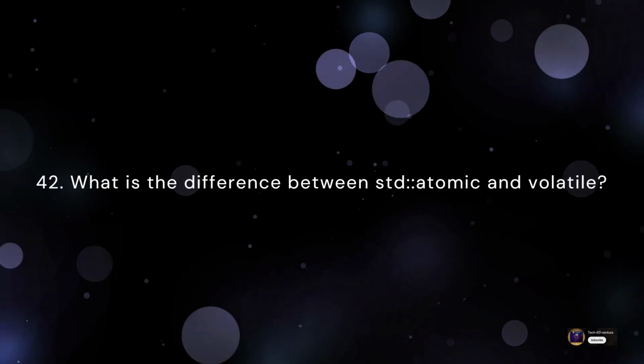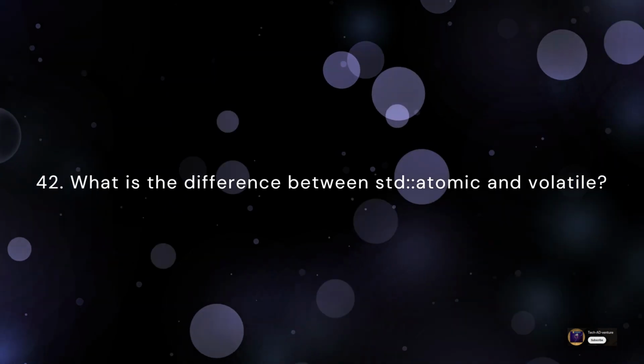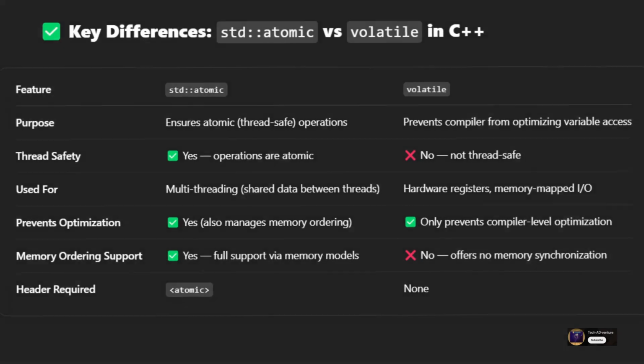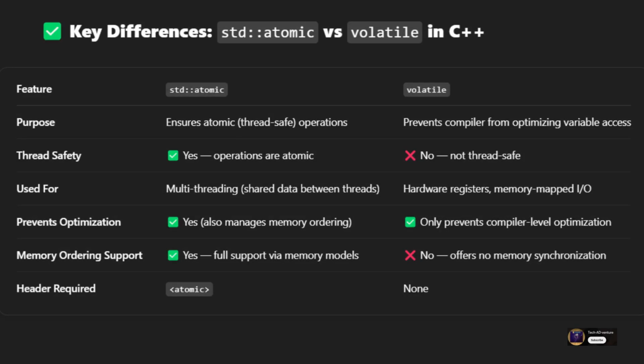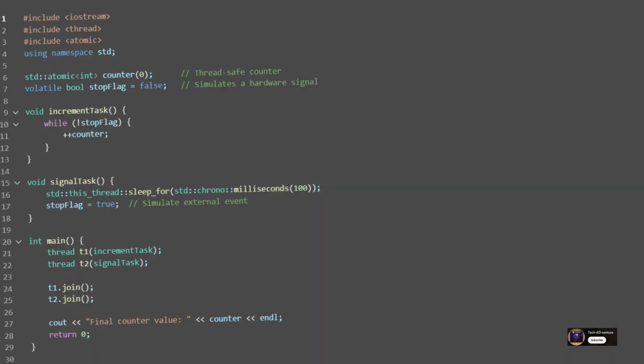42. What is the difference between std::atomic and volatile? While both std::atomic and volatile are related to multi-threaded or low-level programming, they serve very different purposes. Here are the key differences: std::atomic versus volatile. In summary, use volatile for hardware-related variables and std::atomic for thread-safe operations in concurrent programming. See the examples of how they are used.